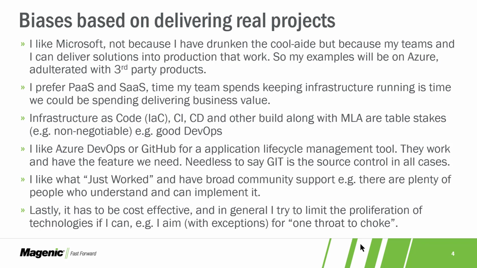I also want to be very clear about what my biases are, right? Because I think if you're going to talk about prescriptive architectures, particularly for the cloud, you need to come clean about what your biases are so that people can factor that into the story you're trying to tell. Number one is I tend to focus on Microsoft plus third-party things because they work. I deliver solutions working with my teams, and they work and they go to production and they serve a valuable business purpose and they're cost effective and they meet the functional and non-functional requirements, and that makes me happy.